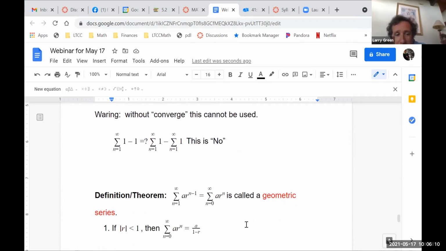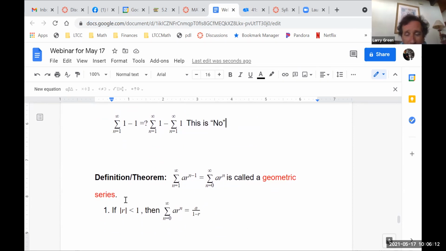Okay, now comes a big definition theorem. We're going to be using this a lot today. There's a lot of details today. And that is the summation, and you've seen this before in pre-calc, but now we're going to spend a lot of time using it. And that is summation from n equals 1 to infinity of a r to the n minus 1, which is also equal to the summation n equals 0 to infinity of a r to the n, is called a geometric series.